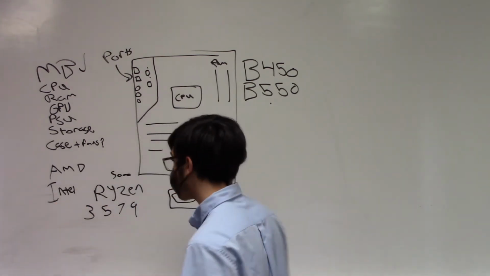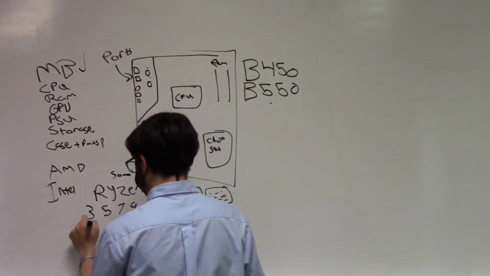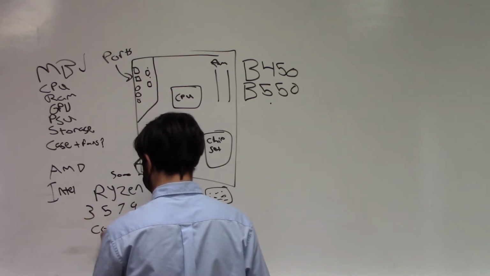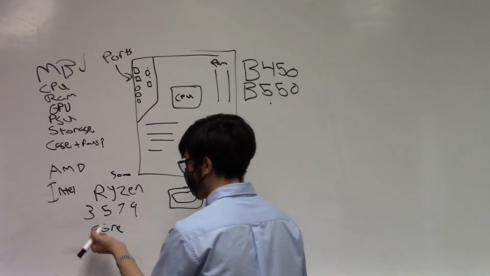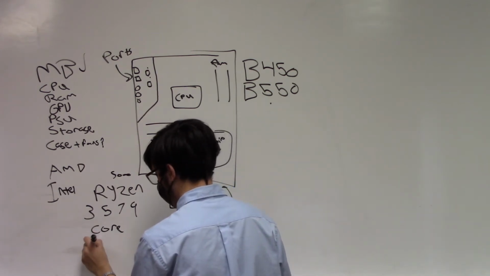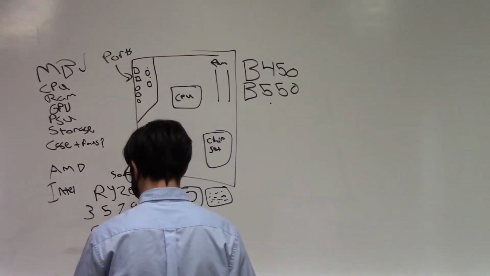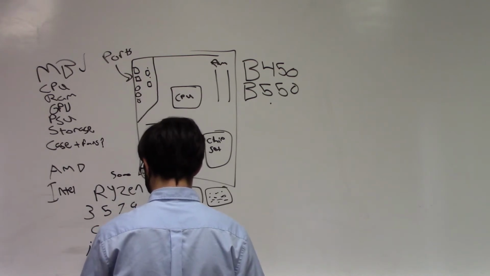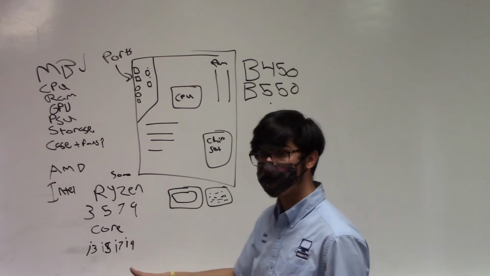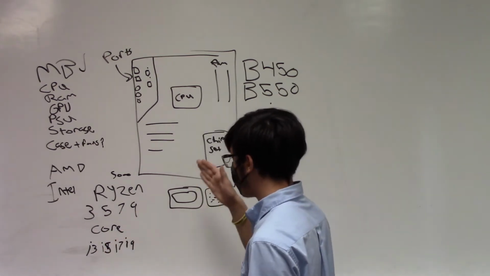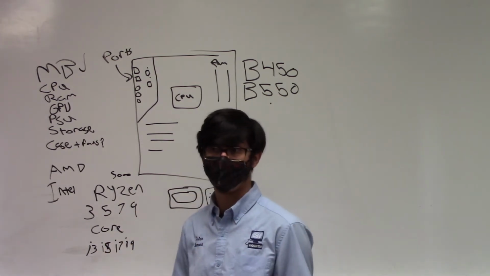Now, Intel has their Core series, meaning that it's the same thing as Ryzen, just the Intel version. So they have i3, i5, i7, and i9. And they're essentially the same thing as the Ryzen because, you know, higher price, higher performance for the higher number.